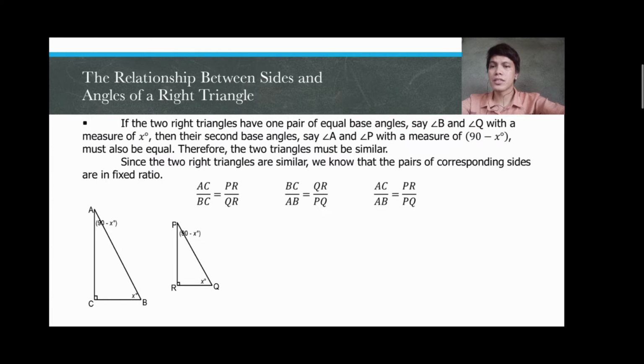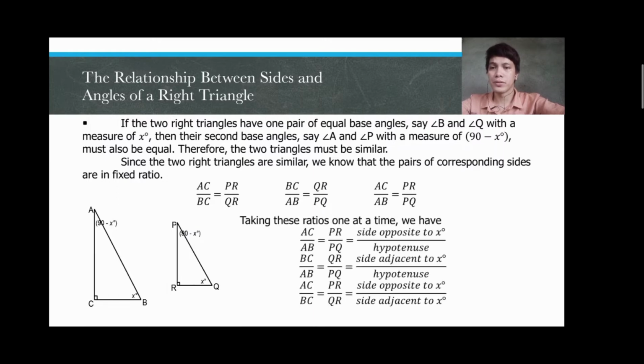Since the two triangles are similar, we know that the pairs of corresponding sides are in fixed ratio. AC over BC equals PR over QR. BC over AB equals QR over PQ. AC over AB equals PR over PQ.